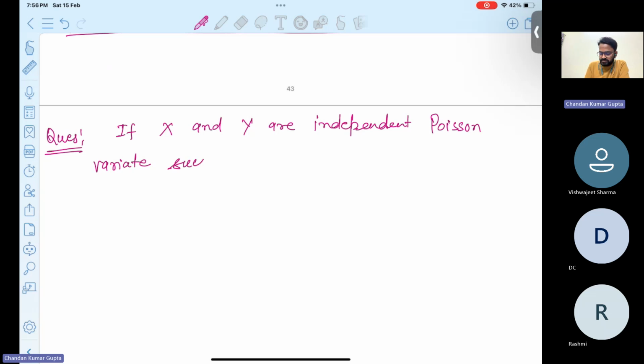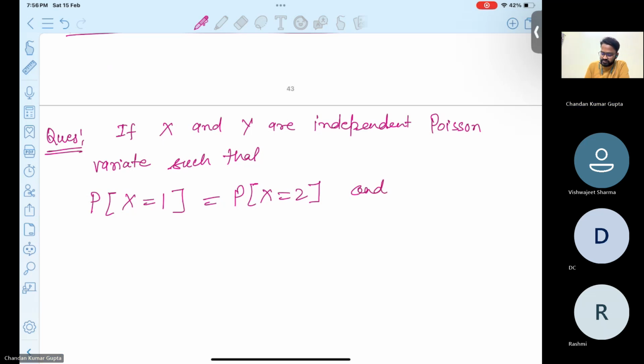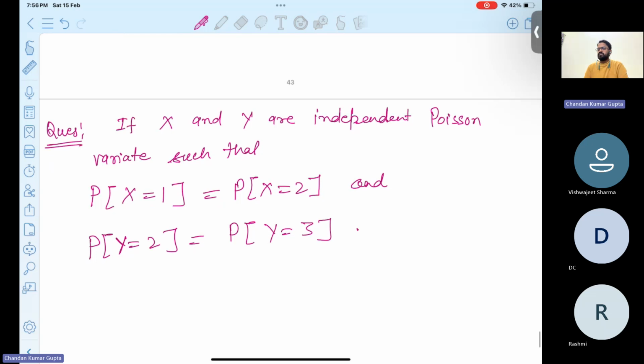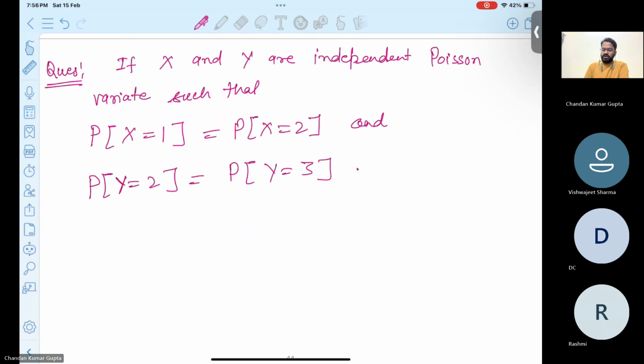Okay, such that probability that X equals 1 equals probability that X equals 2, and probability that Y equals 2 equals probability that Y equals 3. This is the question. X and Y are independently distributed Poisson variates. Calculate the variance of X minus 2Y.